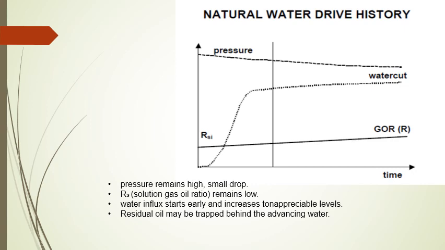While in the natural water drive, not solution gas drive, we find that there is no rapid decline in pressure, and the pressure remains high with a small drop, and the solution gas-oil ratio remains low. Water cut will not happen if you keep producing below a certain limit, and the residual oil may be trapped behind the advancing water.